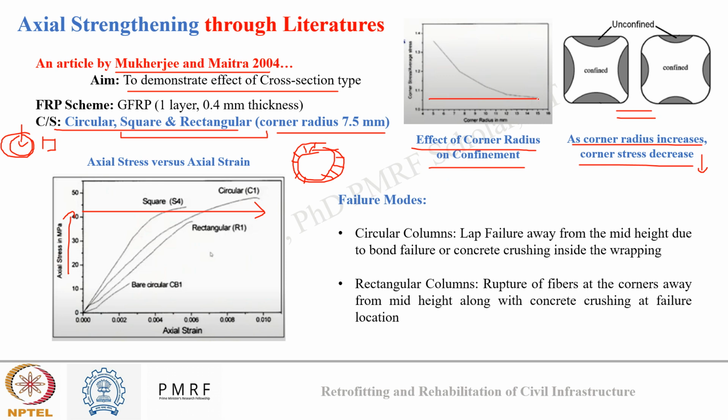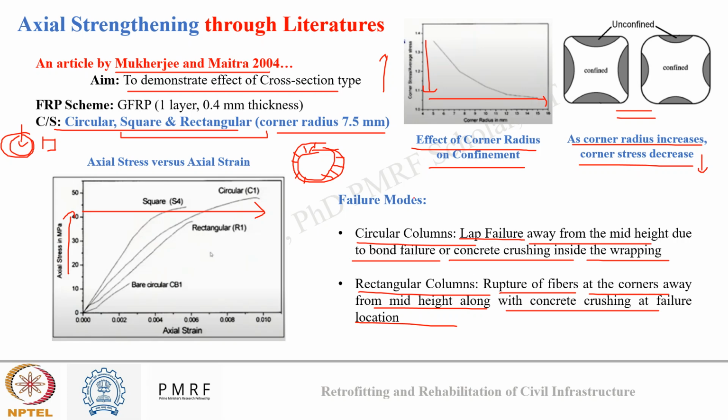Okay, so they also plotted the effect of corner radius on confinement. As the corner radius was increasing, the corner stress was decreasing, which was increasing the effectiveness of my FRP confinement. And they also checked different failure modes. For the circular column, they observed lap failure occurred away from the mid height due to bond failure between FRP and column, and concrete crushing inside the FRP. And for rectangular columns, both square and rectangle, rupture of fibers at the corners away from the mid height was observed along with concrete crushing at the failure location.